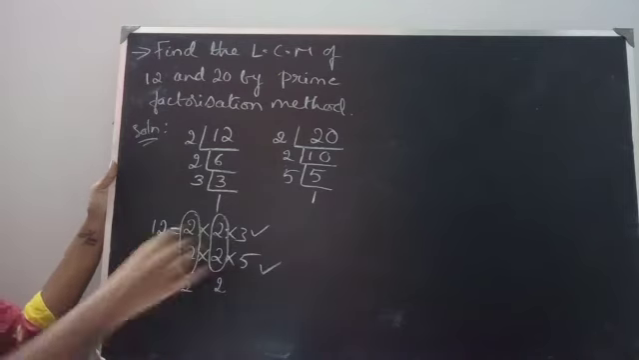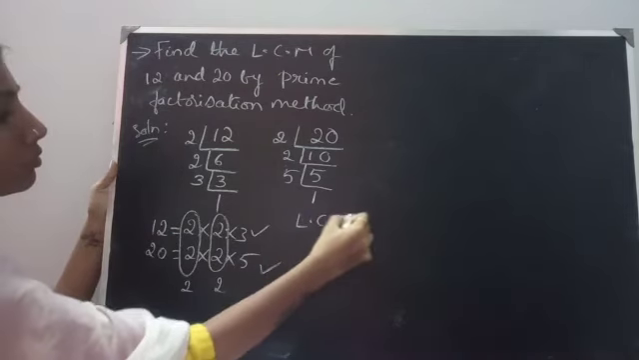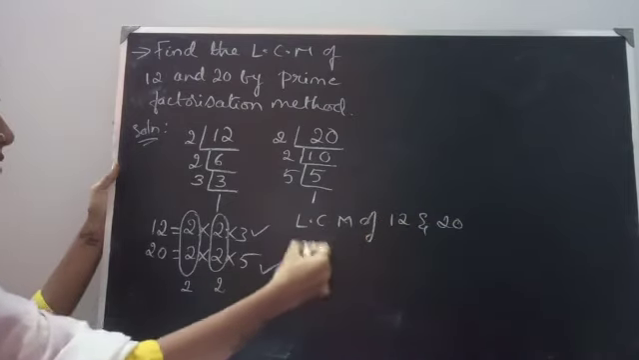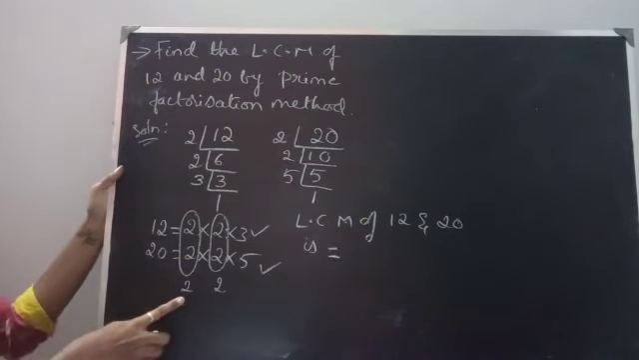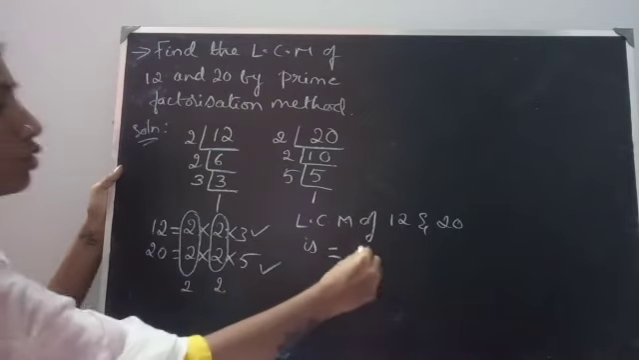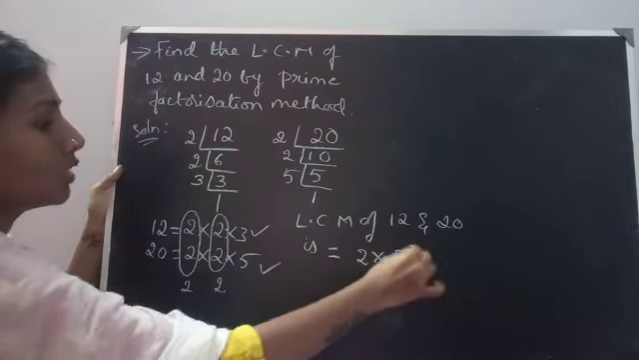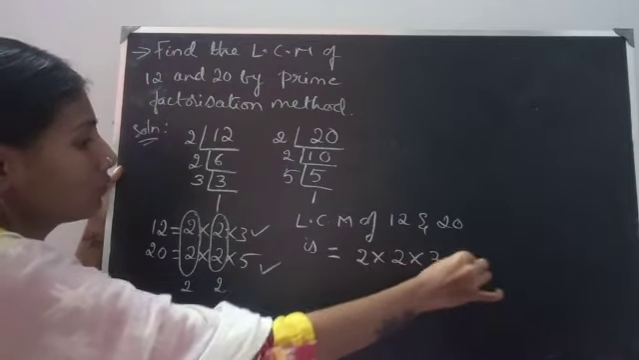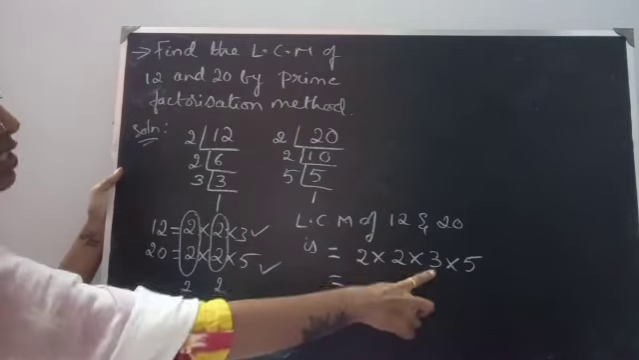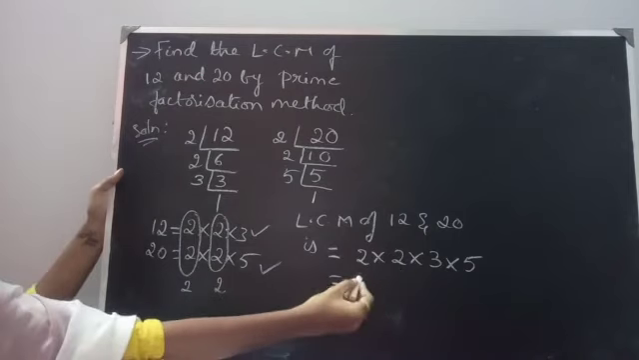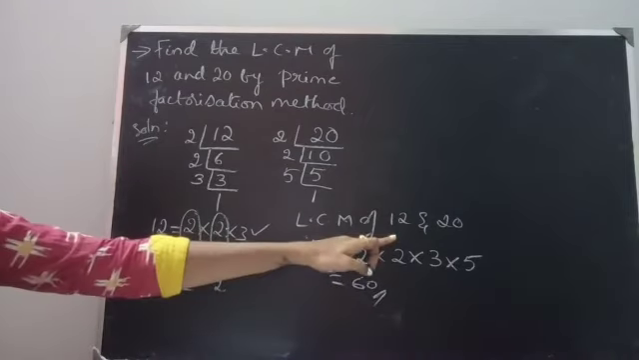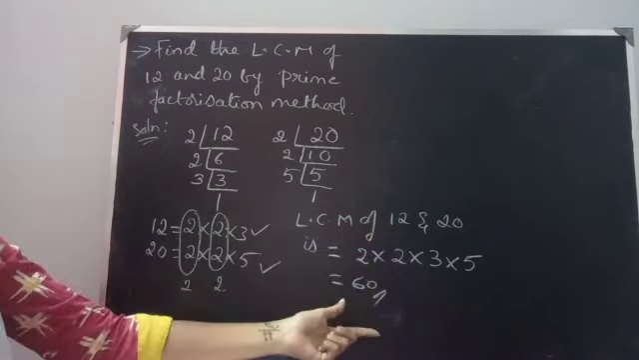So LCM of 12 and 20 is equal to 2 into 2 into 3 into 5. 2 twos are 4. 4 threes are 12. 12 fives are 60. LCM of 12 and 20 is 60.